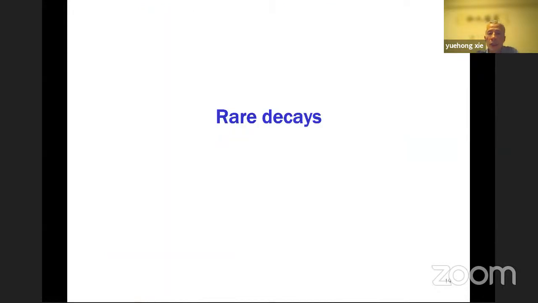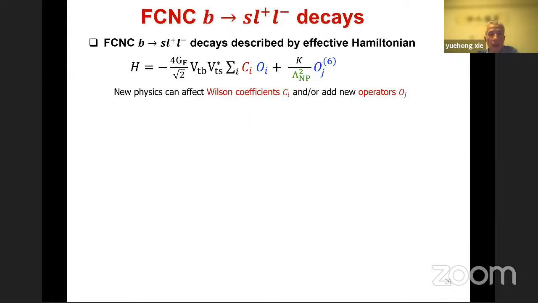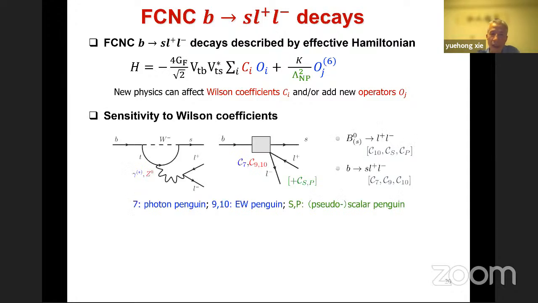Okay, now we move to the rare decays. We mainly focus on flavor changing neutral current b to s l plus l minus decays. This kind of decay can be described using an effective Hamiltonian, and new physics can affect the values of the Wilson coefficients or add new operators. I don't need to talk about this because Gino has covered this.